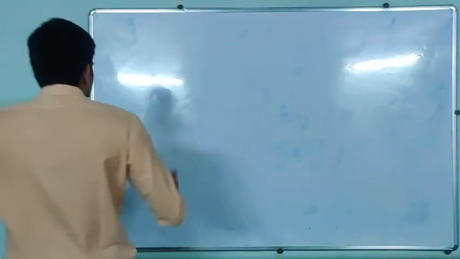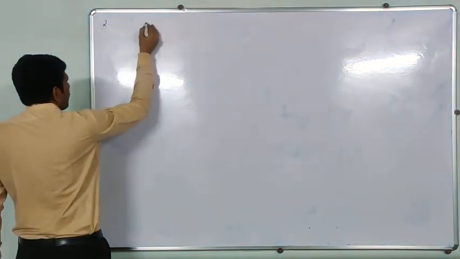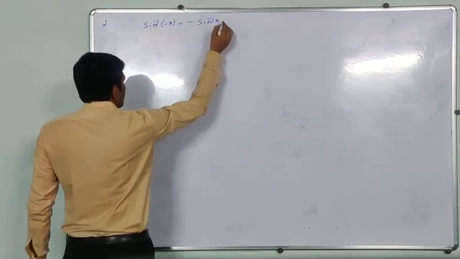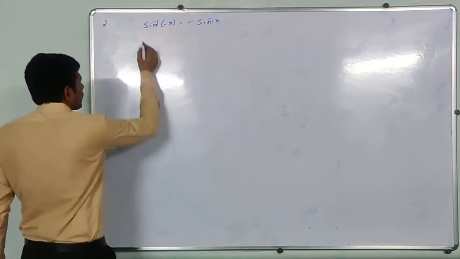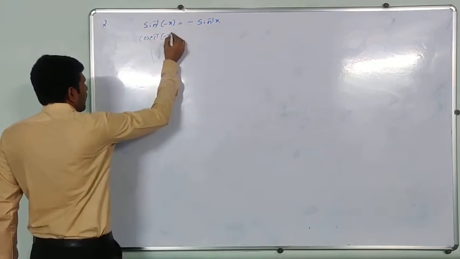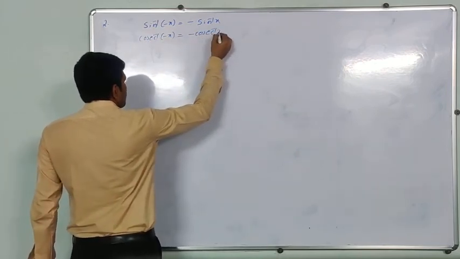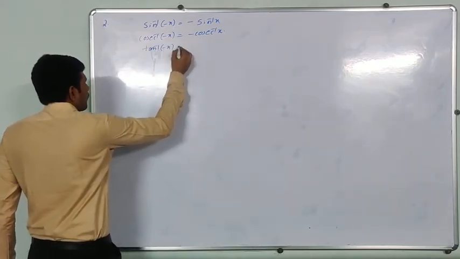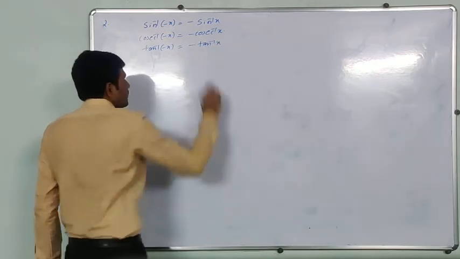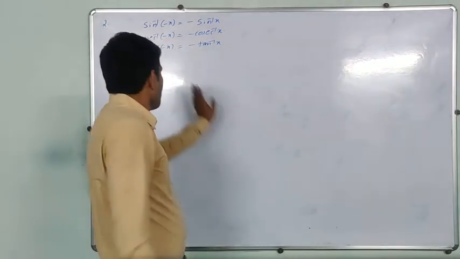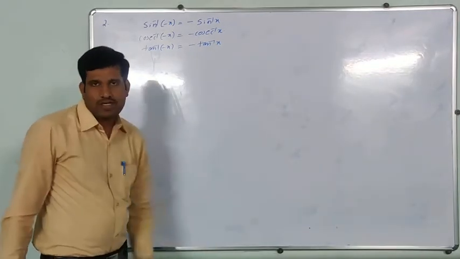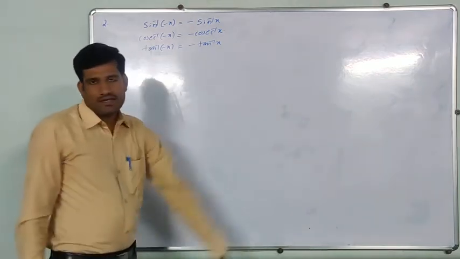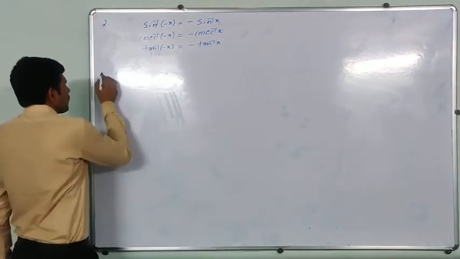What is the next property? The first property is done, and the second property is sine inverse of minus x is equal to minus sine inverse x, or cosec inverse of minus x is equal to minus cosec inverse x. And similarly, tan inverse of minus x is equal to minus tan inverse x. So the next property is sin inverse of minus x is minus sin inverse x, cosec inverse of minus x is minus cosec inverse x, and tan inverse of minus x is minus tan inverse x.